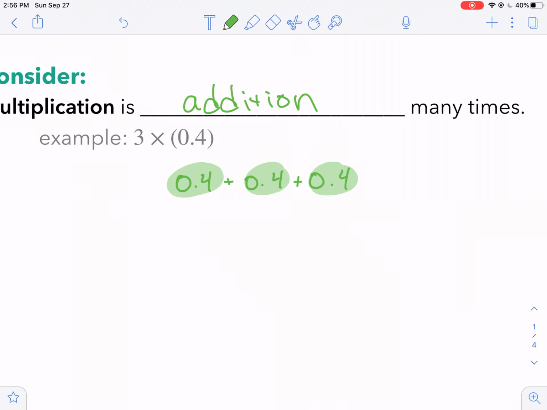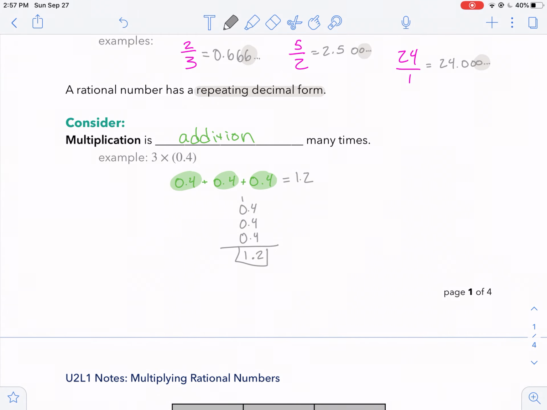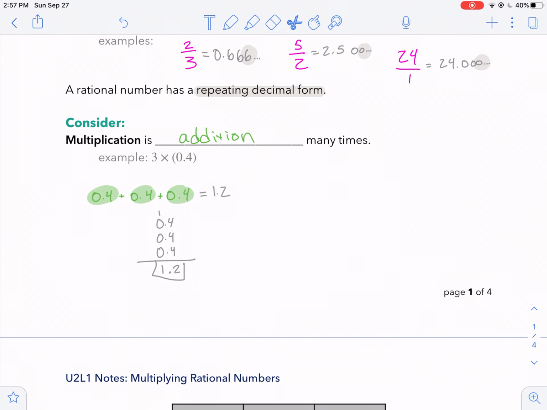And when you add them all up, I like to add this way. I go 0.4, 0.4, 0.4. Well, 4 plus 4 plus 4 is 12. So we do 2, carry the 1, 1. Oh, hey, it's 1.2. Awesome. Which is true. 1.2. Sweet. So that's one way to do your multiplication.